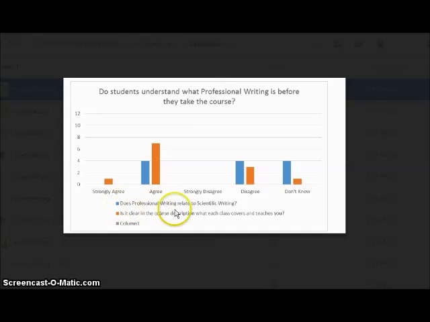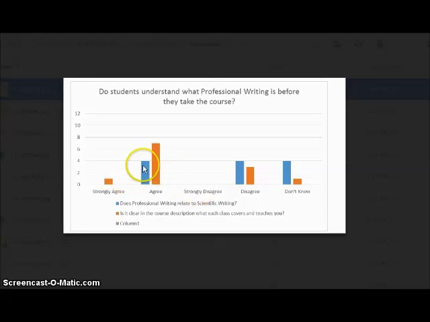then down here we also have, does professional writing relate to scientific writing? Is it clear in the course description what each class covers and teaches you? So really, this chart is trying to represent probably what should have been 3 different charts. Yeah, at the very least 2 different charts, but probably 3.